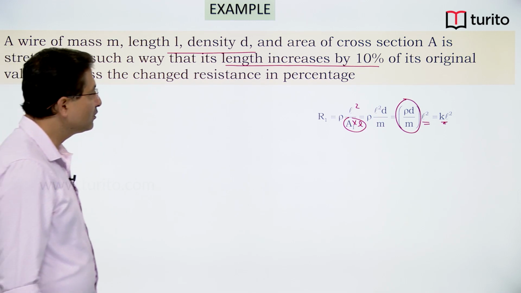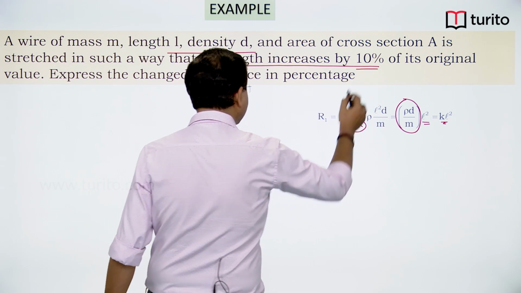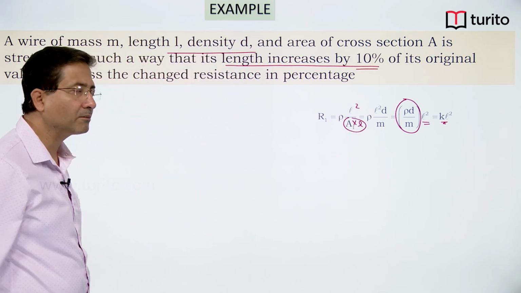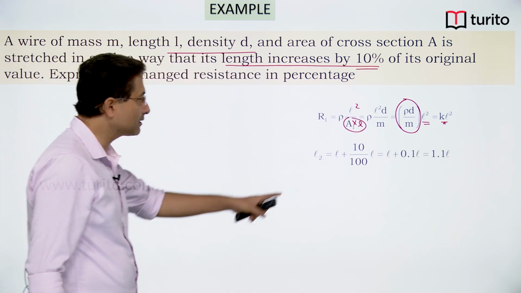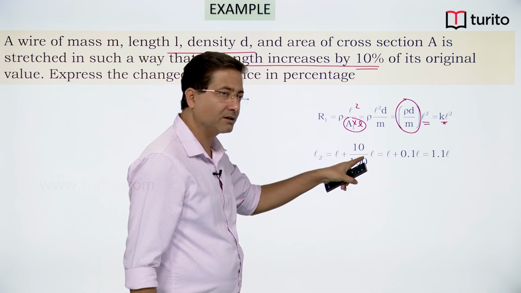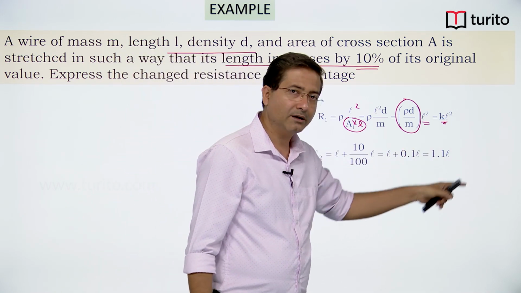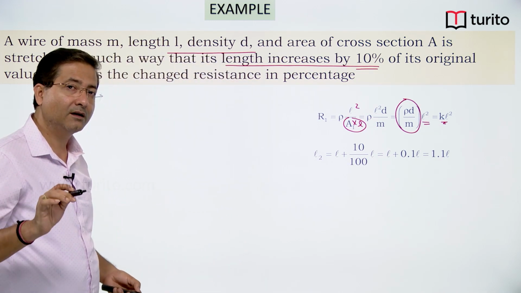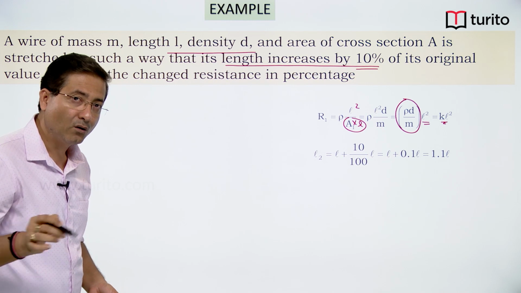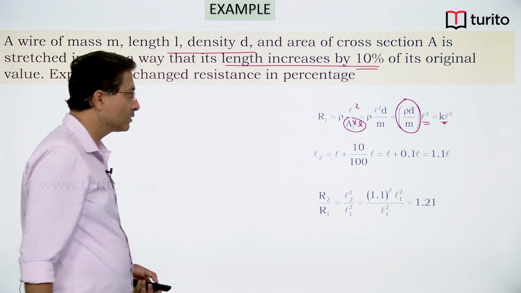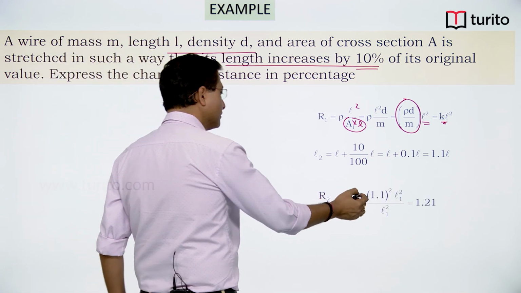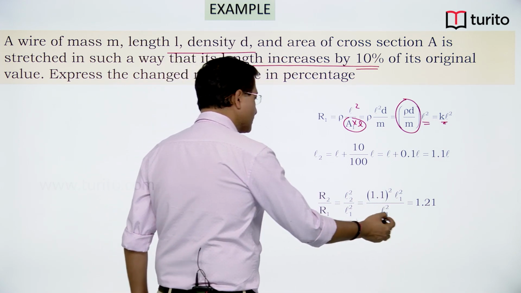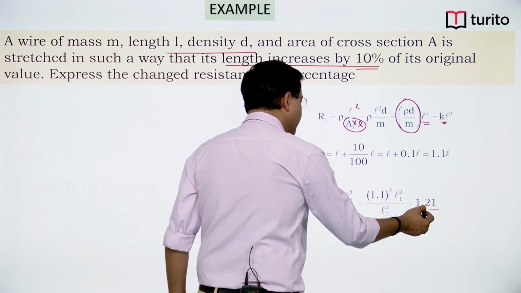Now, what you have done, you have increased the length by 10%. So, the new length will be 1.1 L, and the new resistance will be 1.1 into L whole square, K times. So, new resistance will become this, old resistance was this, K will get cancelled out and we are getting this one.